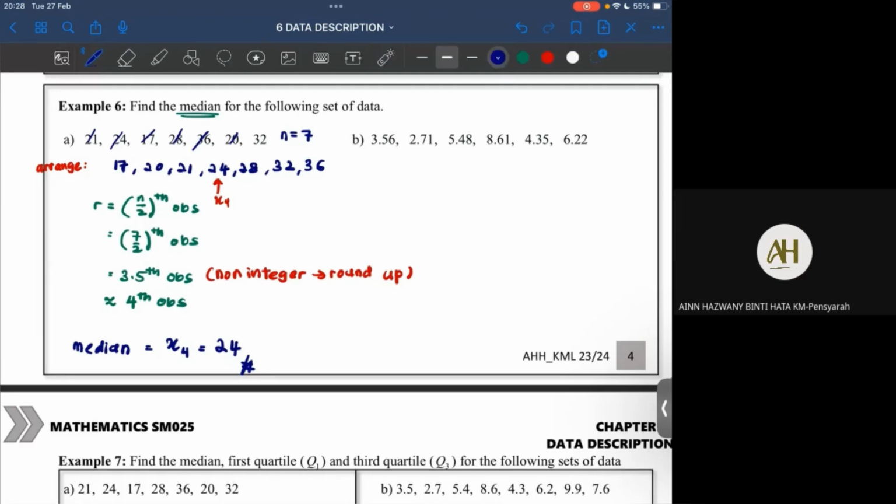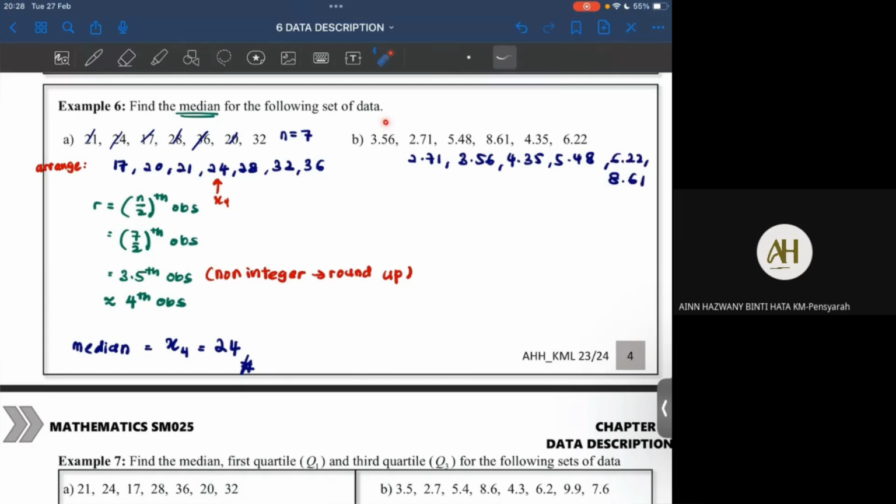So, rearrange first. So we have 2.71, 3.56, 4.35, 5.48, 6.22, 8.61. 1, 2, 3, 4, 5, 6. Okay, so our N equals 6.